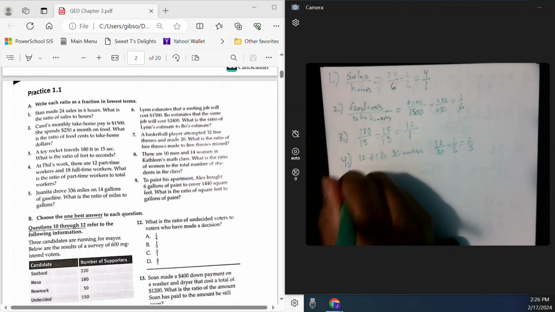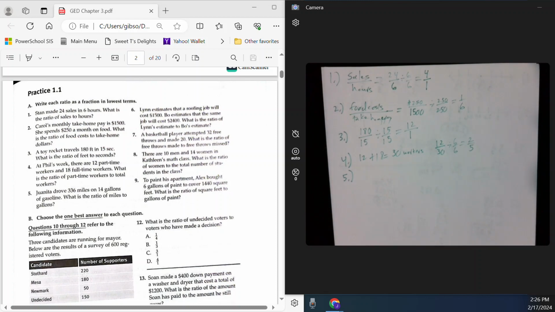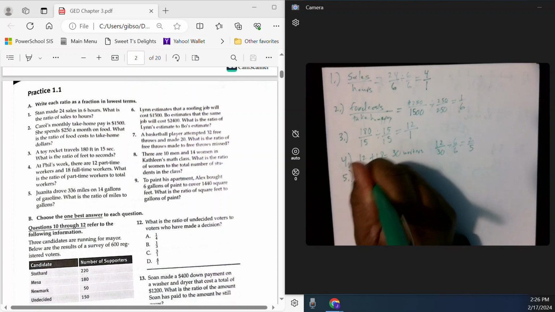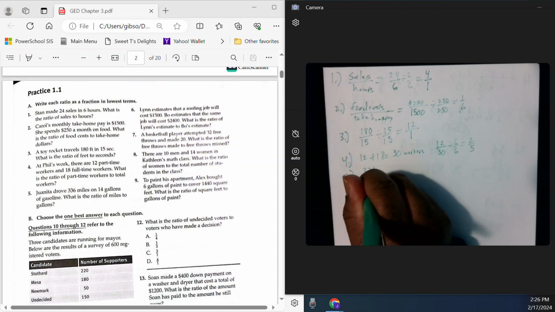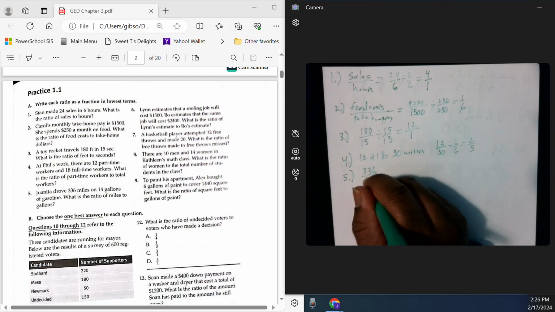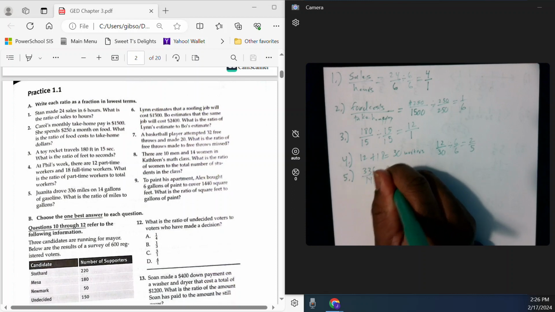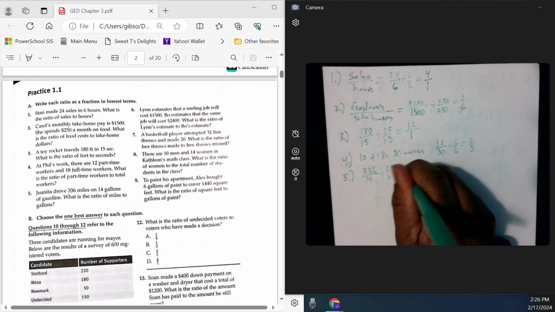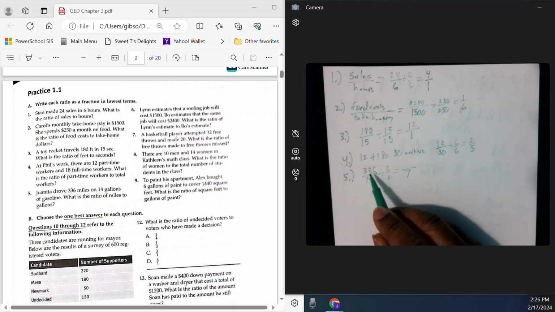Okay, number 5. Juanita drove 336 miles on 14 gallons of gasoline. What is the ratio of miles to gallons? So we take 336 divided by 14. So that's the miles to gallon. So now, right here, we had 2 even numbers. We could divide them by 2. We have 7 in our denominator.